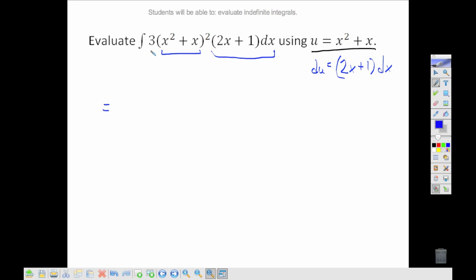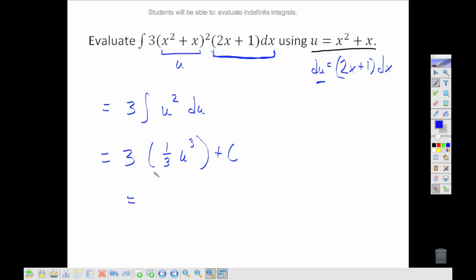So if we're going to do a substitution on this, the only thing left right now is that 3. We'll just pull that out. This part here is what we substituted for u, so that's going to be u squared. And then all of this will be equal to our du. We can now take an antiderivative here fairly easily. The antiderivative of u squared would be 1/3 u to the third plus a constant, and then that would simplify to u cubed plus c.